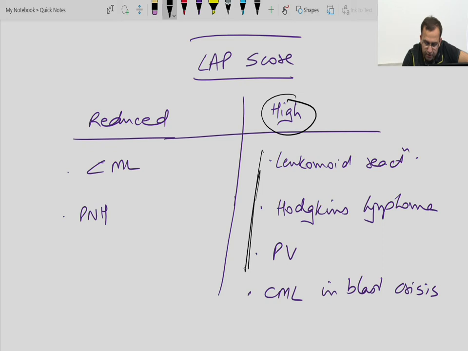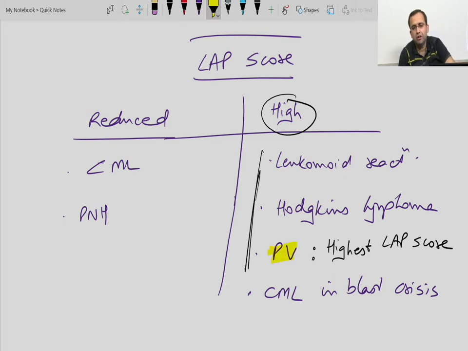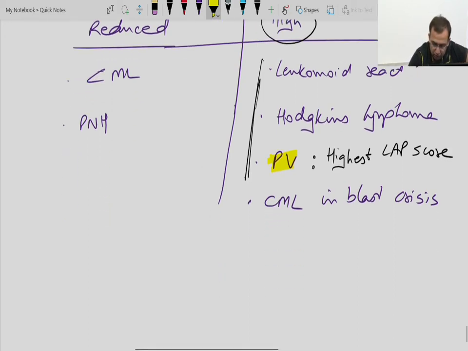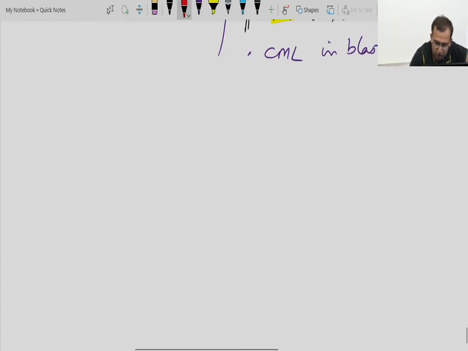Next point, highest LAP score. These are the causes of high LAP score. Out of these, the highest LAP score is seen in PV, polycythemia vera. Done. This gets us to the next question. That is question 60.